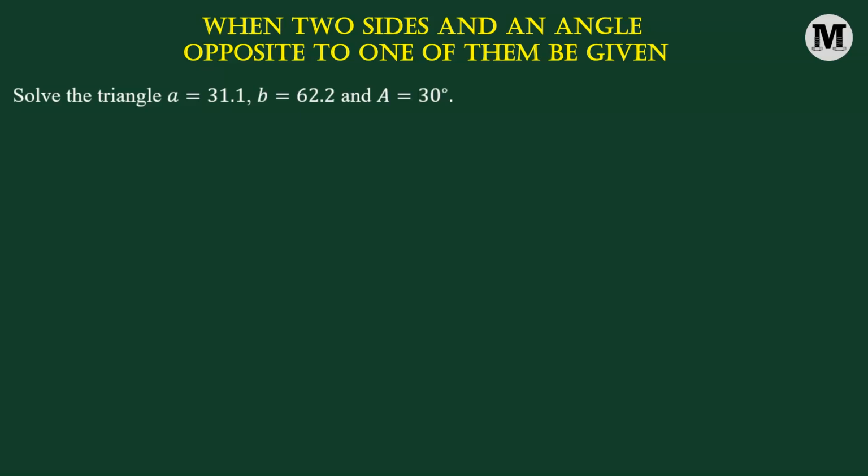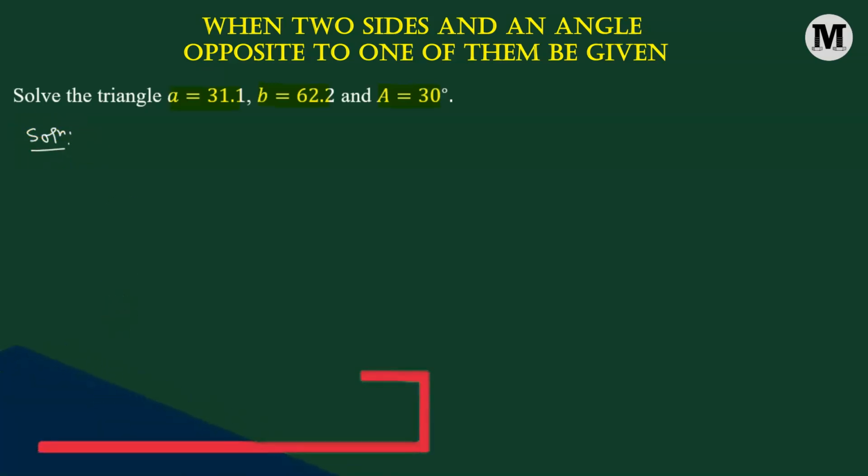Solve the triangle with two sides a equals 31.1 and b equals 62.2 and angle A measures 30 degrees. Okay, let us begin. First, we're going to construct a triangle ABC.